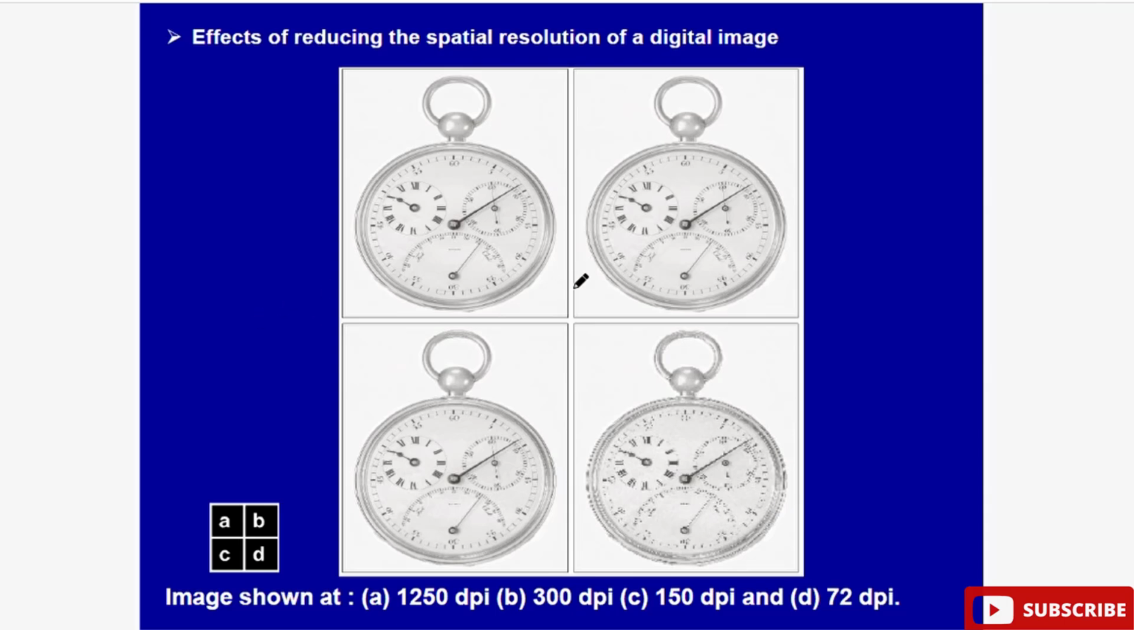So if you go on decreasing the spatial resolution, what will happen? You are not getting this borderline; all this borderline gets damaged. And the small information, see this needle scale, you are not able to see that needle scale. We lost all the small information, and this border is also disconnected. So we are losing much information if the spatial resolution is decreasing.